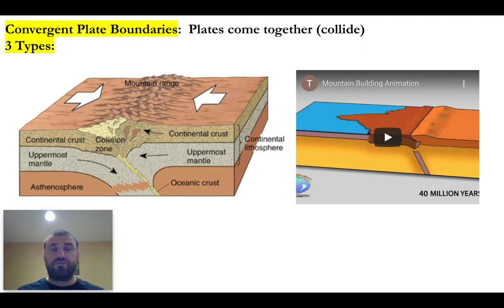That's because you can have ocean crust colliding with continent. You can have ocean crust colliding with ocean. Or you can have continent colliding with continent. And that's what we see here in this picture. And that's how you get the world's largest mountains. Right? And that's what happened in the Himalayas.